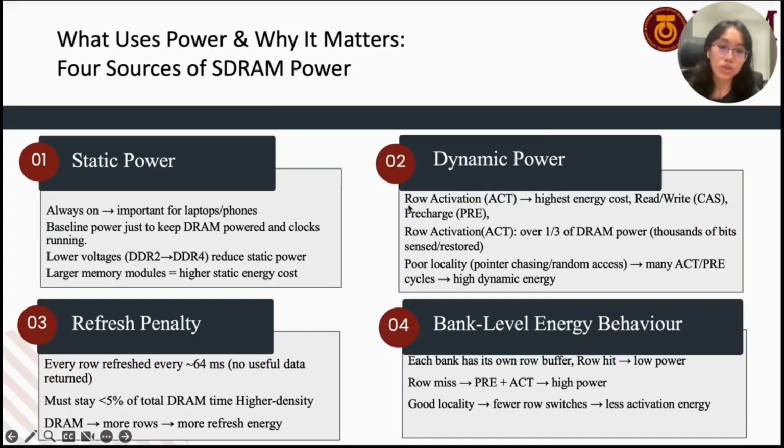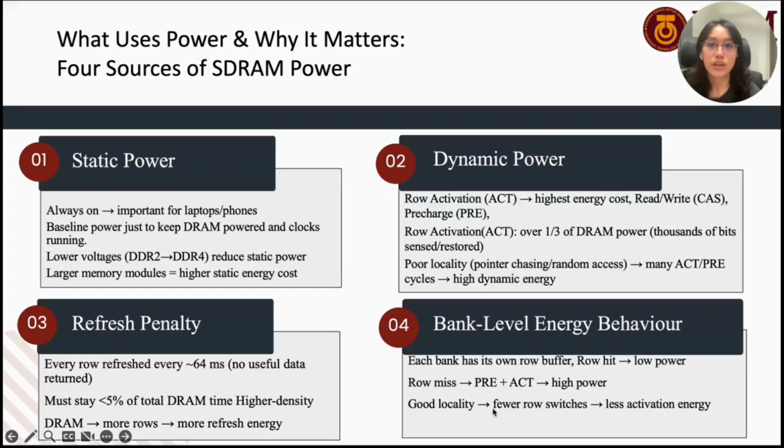Next, dynamic power. It is used for row activation, read, write, and precharge. Row activation has the highest energy cost. Next, refresh penalty. It is required to refresh every millisecond. A higher capacity, bigger DRAM requires more refresh energy.